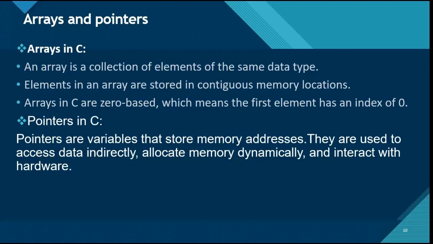Pointers in C. Pointers are like variables that store memory addresses. They are used to access data indirectly, allocate memory dynamically, and interact with hardware.